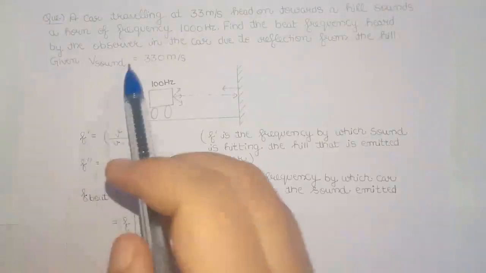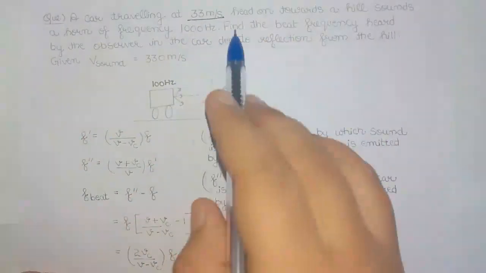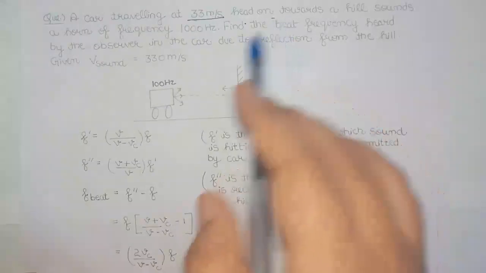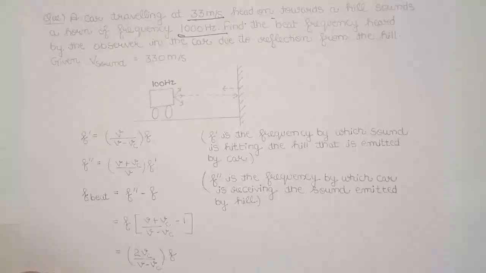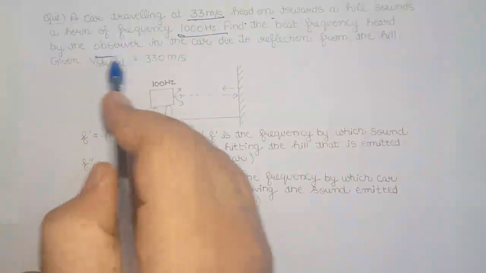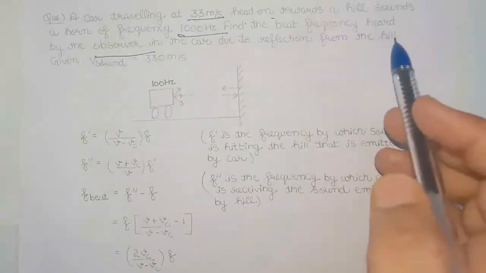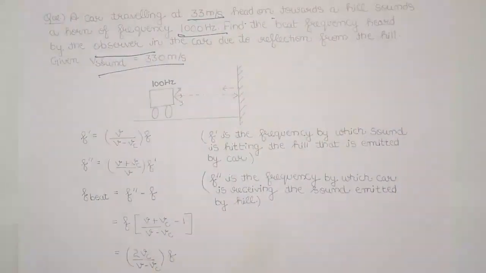In this example, a car traveling at 33 meters per second head on towards a hill sounds a horn of frequency 1000 Hz. We want to find the beat frequency heard by the observer in the car due to reflection from the hill, given the speed of sound is 330 meters per second.